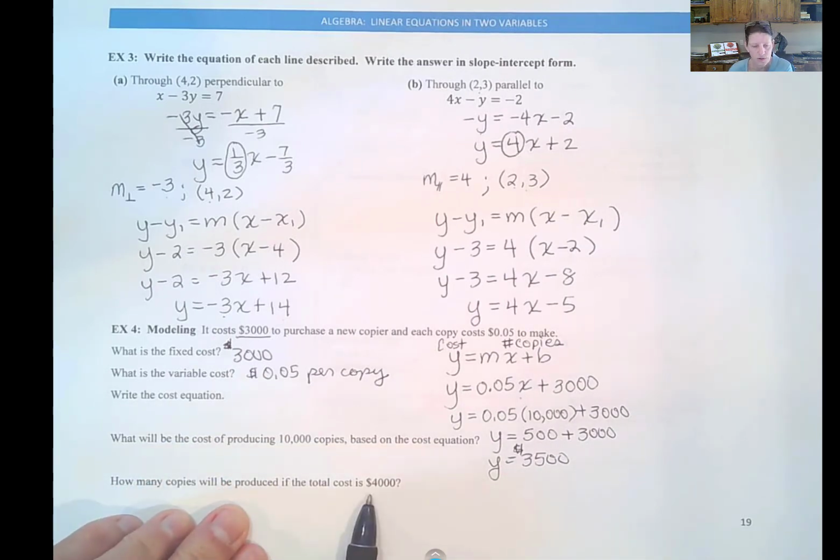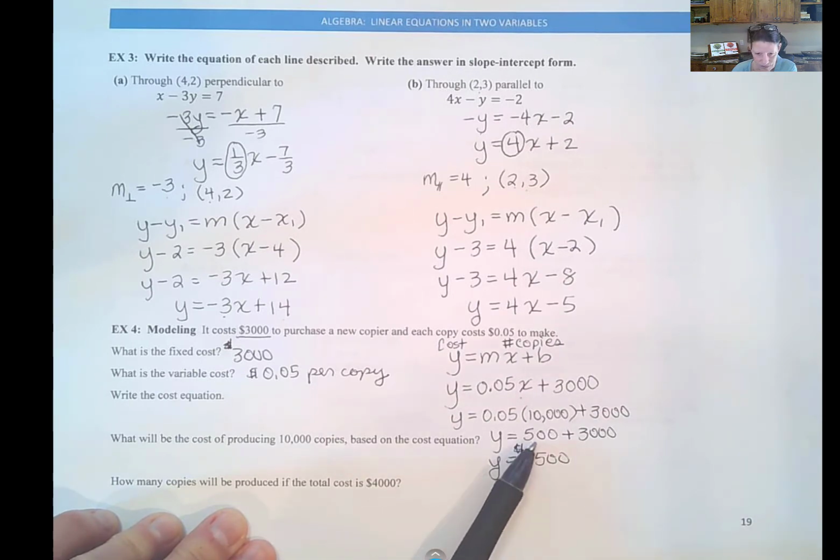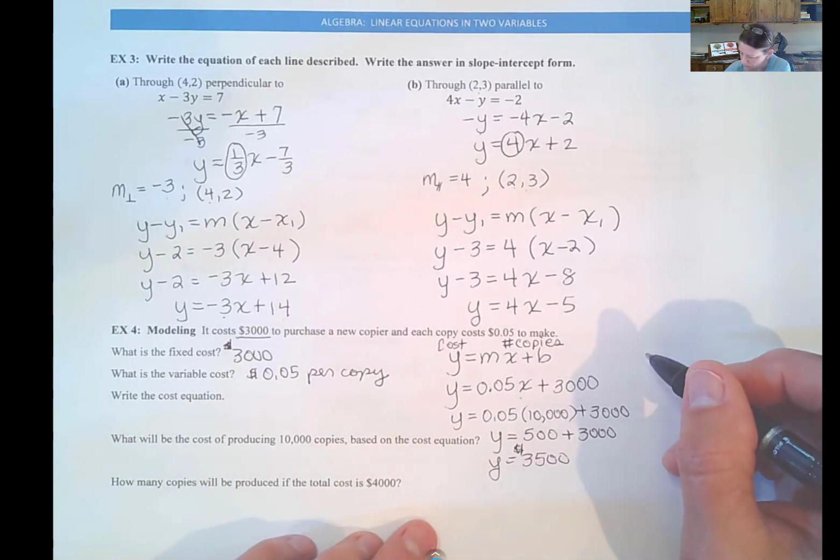And as our last question, we're going to turn this around. Now we're given a value for y. How many copies are produced if the total cost is $4,000? You might be able to reason your way through this one. It cost $3,500 for 10,000 copies, and $4,000 is just $500 more. So you might guess that we're dealing with 20,000 copies here. But let's go ahead and walk ourselves through the math.